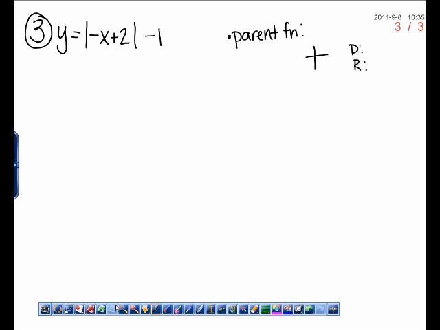Okay. Looking at this, what did we always know the first thing we have to do is? What do we have to decide? The parent function. We got to decide the parent function. What is the parent function here? Good. Y equals the absolute value of x.